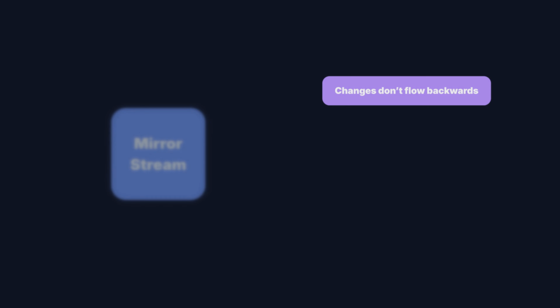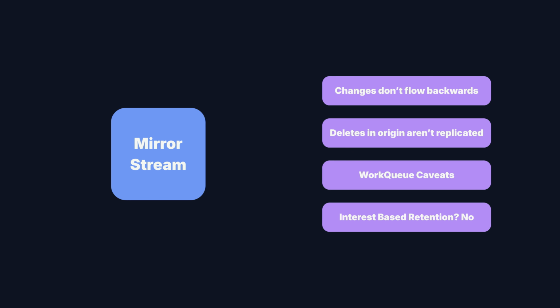Now let's talk about what you can't do with mirrors, because this is important. First, changes to the mirror don't flow backward to the origin. If you delete messages from the mirror, the origin stream is unaffected. And that's by design. Mirrors are one way only. Second, deletes in the origin stream are not replicated. So if your origin removes messages, those deletions don't show up in the mirror.